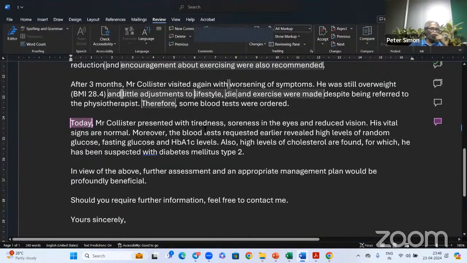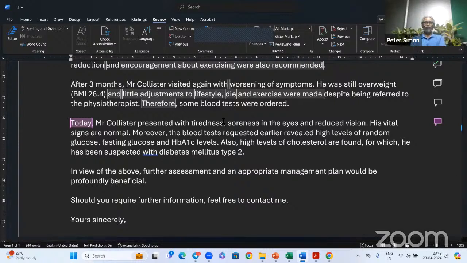Yeah, today. So on 4th February, Mr. Collister presented with tiredness, soreness in the eyes, and reduced vision. His vital signs are normal. Okay.